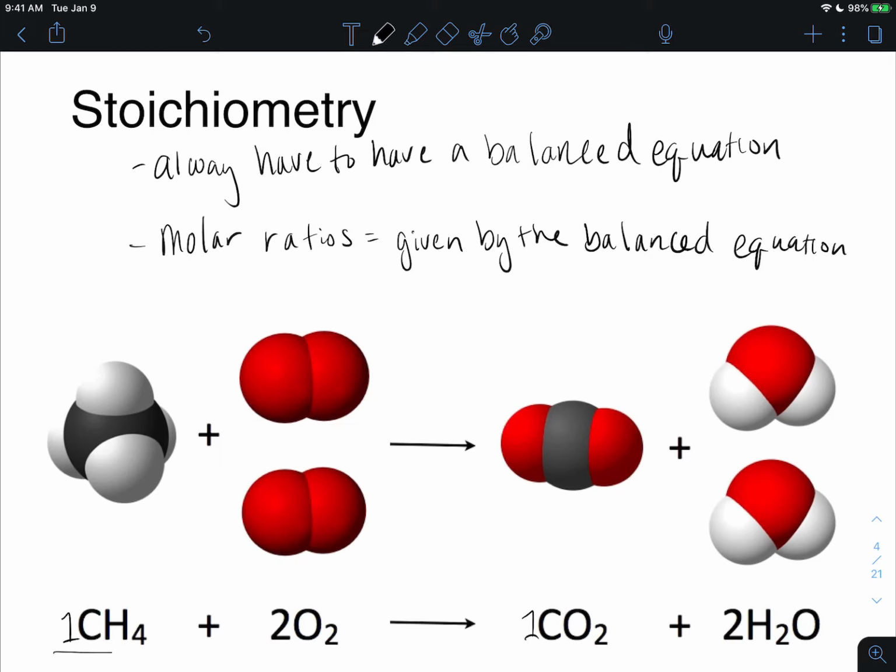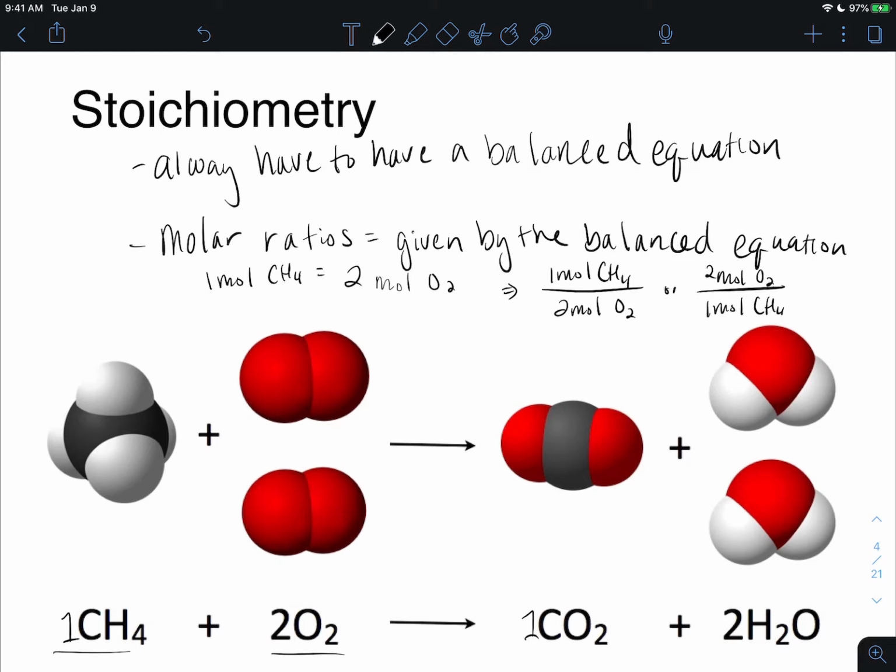So if we wanted a molar ratio between methane and oxygen, for instance, we would have 1 mole of methane is equal to 2 moles of O2 based on our balanced equation. So our ratio would either be 1 mole methane over 2 moles oxygen, or 2 moles oxygen over 1 mole of methane. And we can use these molar ratios to convert from one substance to another. So if we already know our number of moles of oxygen that we have, we can use this first one to convert into moles of methane, and vice versa. If we already know our moles of methane, we can use this one to figure out how many moles of oxygen we need in order to fully react our methane.